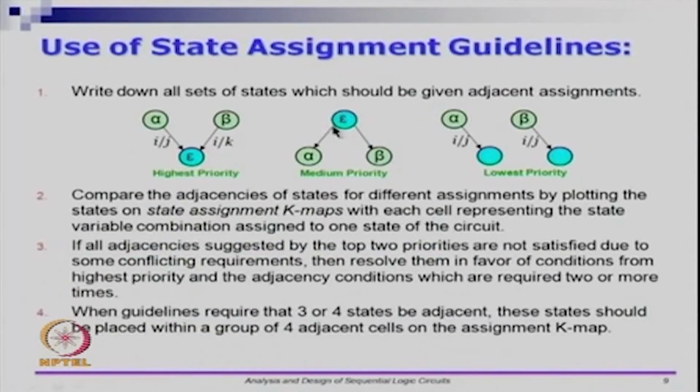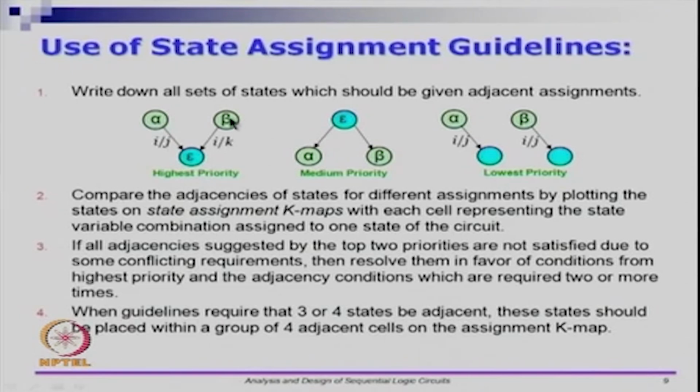So this picture will help you in understanding what I mentioned in the previous slides. Again, we will use this in an example later. Let's look at this picture here. We have two states alpha and beta, and both alpha and beta, on the input I, are going to the state called epsilon.